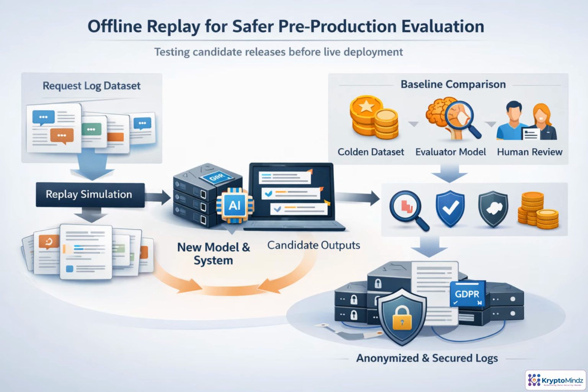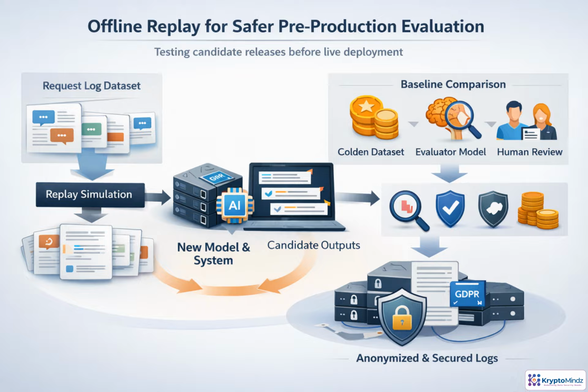Offline replay is a dress rehearsal for release. Instead of sending real users to a new prompt, model, retrieval index, or app version, you run past or synthetic requests through it in a controlled environment. Then you compare the outputs with known baselines, golden examples, evaluator models, or human review. This helps catch regressions in relevance, factuality, safety policy compliance, latency, and cost before deployment.